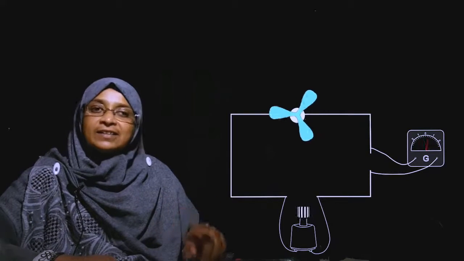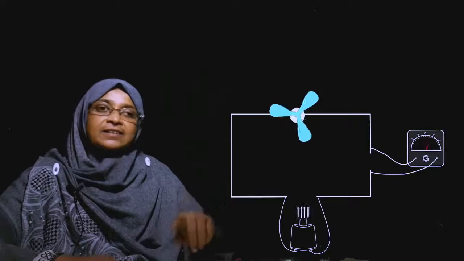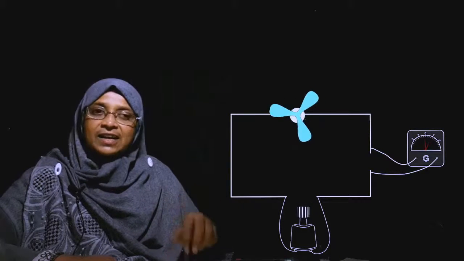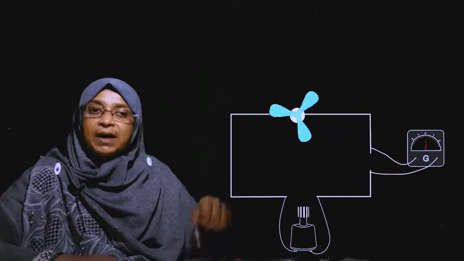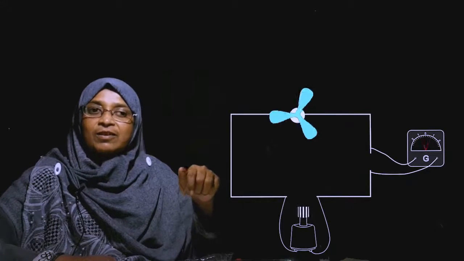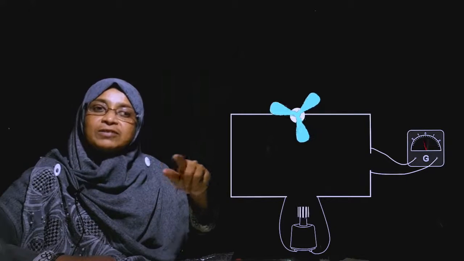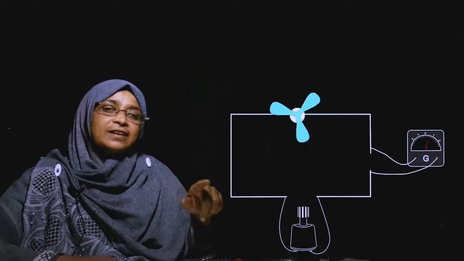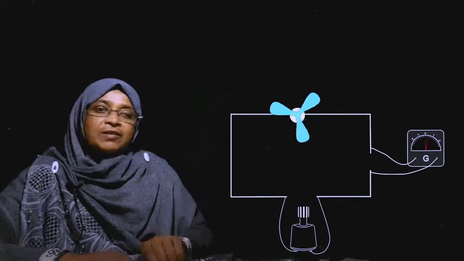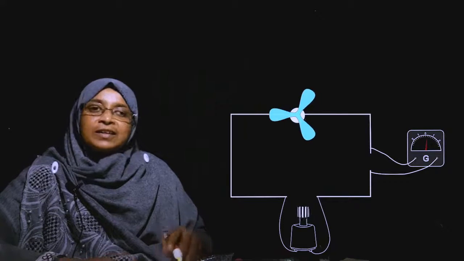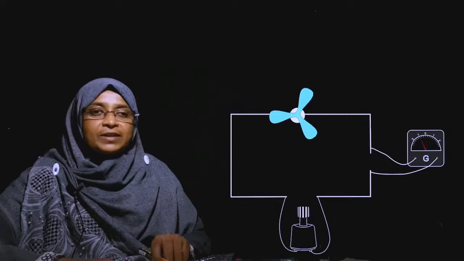The current direction changes with the time, because inside the dynamo there is a magnet rotating inside the coil. So, when the magnet is rotating, the direction of the poles also changes, so that the direction of the current also changes. So, then let's draw the graph for the alternate current.